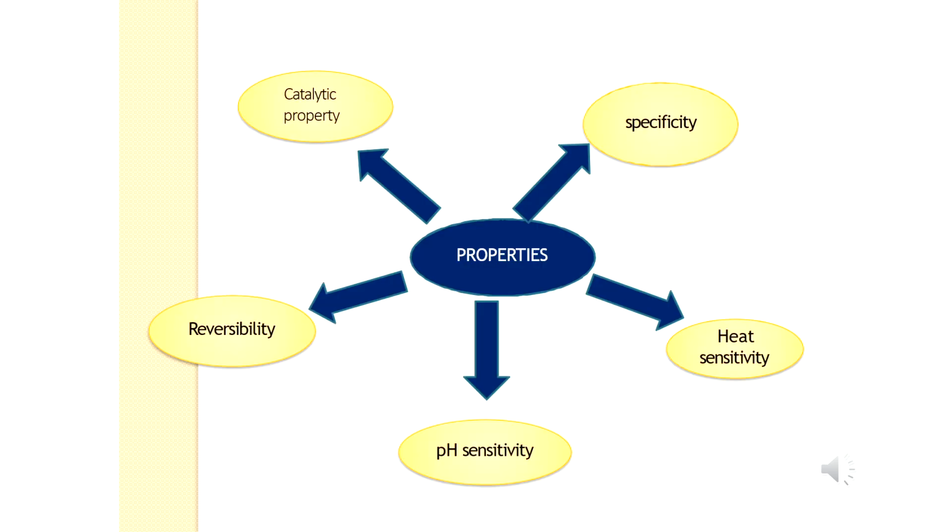So these are the properties of enzymes. The first one, catalytic property. Second property, specificity. Third one, heat sensitivity. Fourth one, pH sensitivity. And the fifth one, reversibility. So these are the main properties of an enzyme.